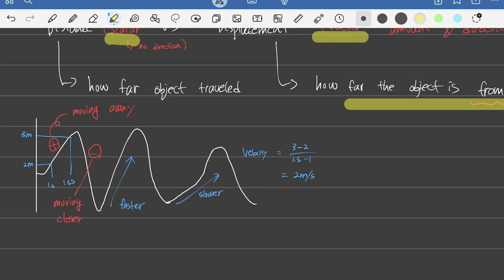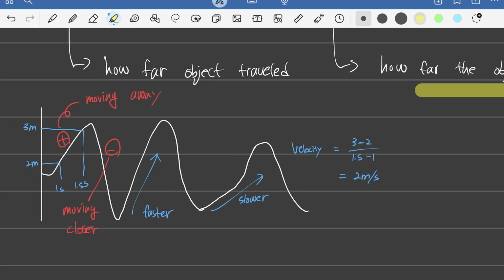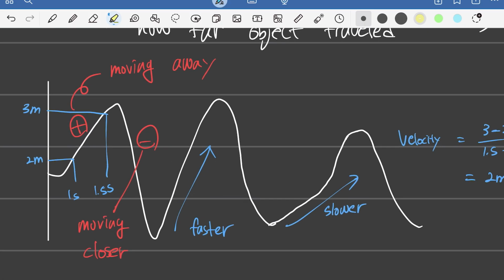So this is a graph of distance and time, and it's about velocity. I mean, it's about displacement and time because it has negative quantity too. So when you start from 0 and it goes up 2 meters, it increases from 2 meters to 3 meters, we can know that it's moving away.